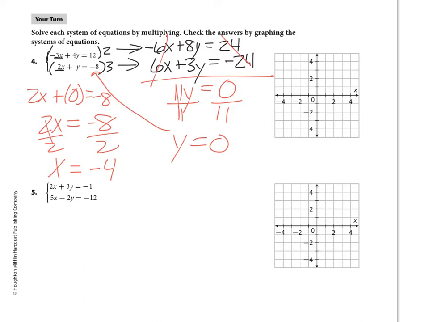So again, what you could do is take each equation and graph it. Now, how would you graph it? You could graph it by doing the intercepts, or you could graph it by putting them in slope-intercept form and then putting them on the calculator. So what I'm going to do is do the intercepts.